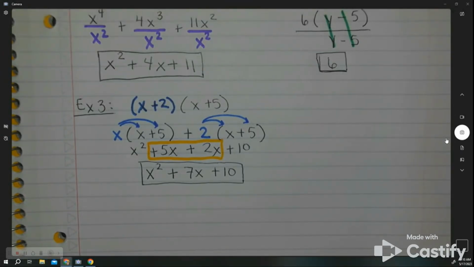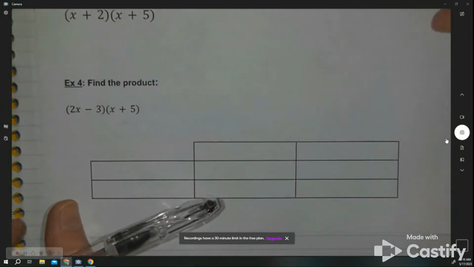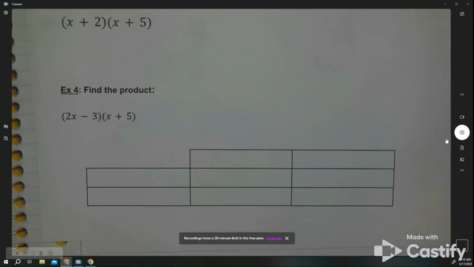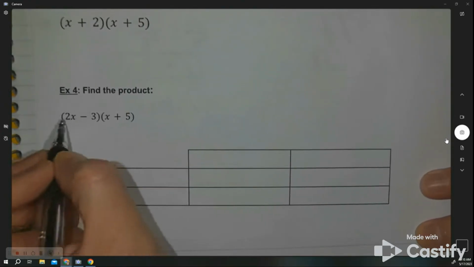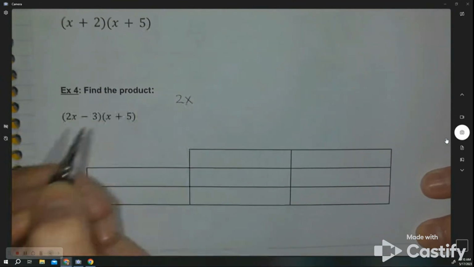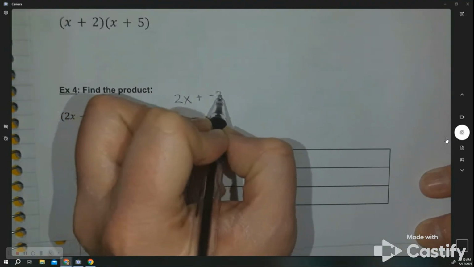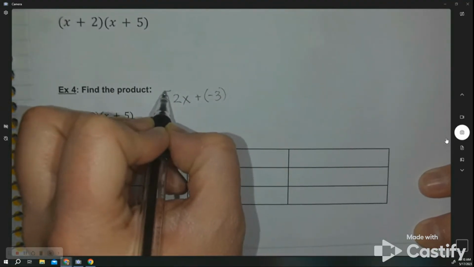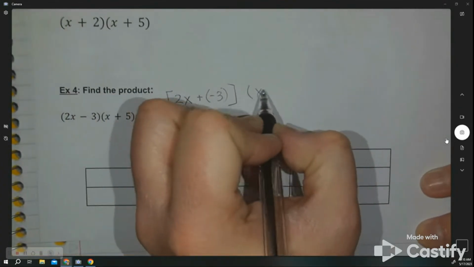But we also have another method that we can use for solving these binomial products, or polynomial products rather. So we have 2x minus 3 times x plus 5. Now I want to rewrite this first one a little bit, because remember with this subtraction, that really looks like 2x, and then plus -3. I'm going to put brackets around that so we can decipher the two. And then x plus 5 is still x plus 5.